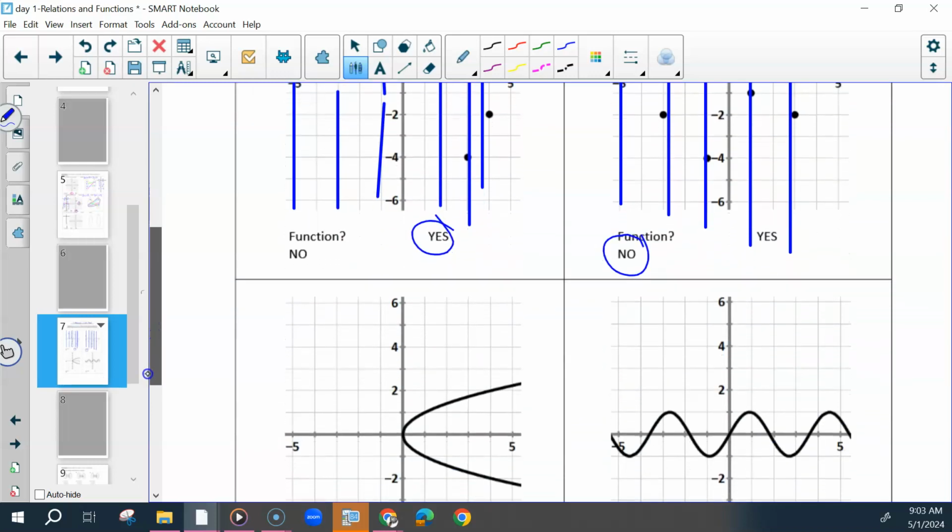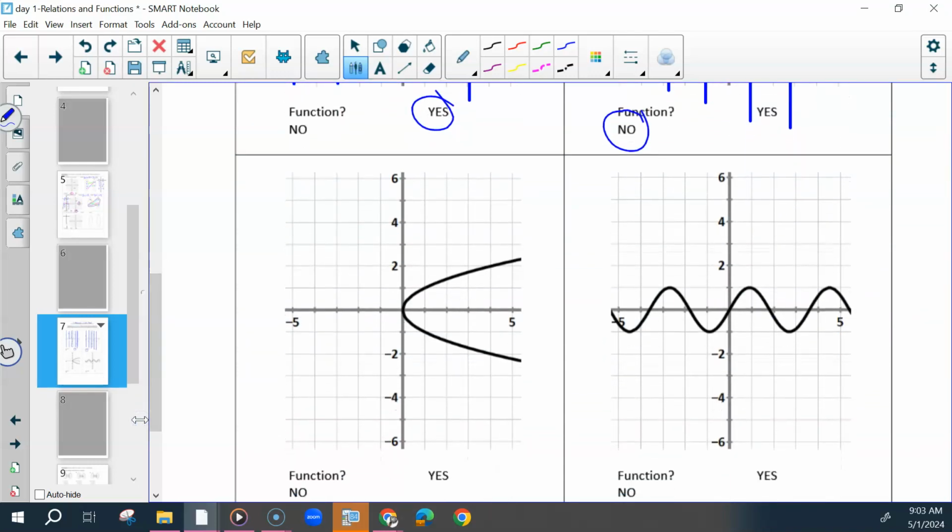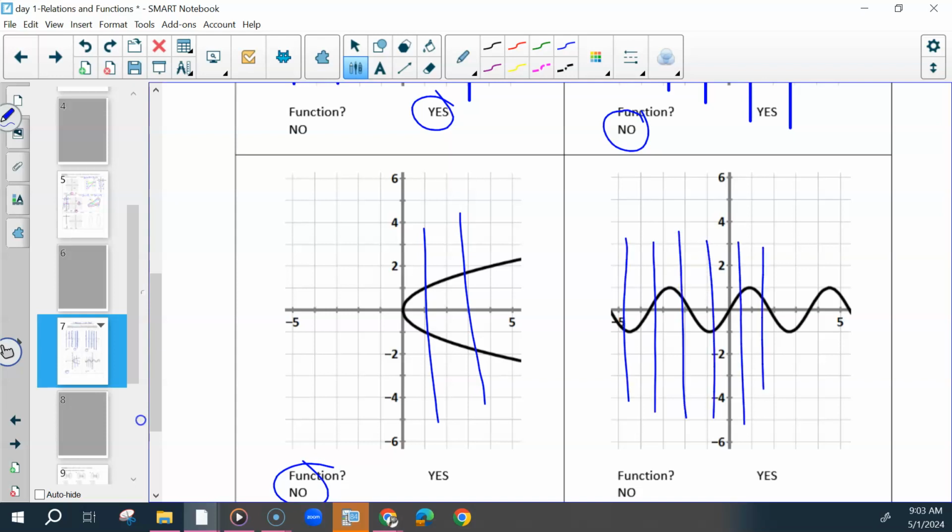Would the bottom left be a function? No, because it does not pass the vertical line test. What about the last one? No. So that one actually would be. As you draw in vertical lines, it only touches at one place. So that one is a function. Do you have any questions on how the vertical line test works?